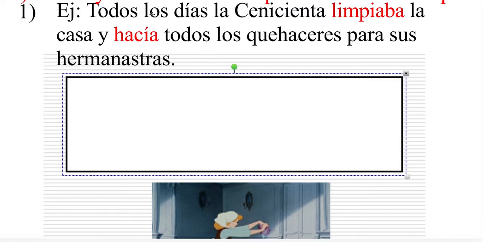So you have to look at the sentence and say, what is the reason for using the imperfect here? Todos los días la Cenicienta limpiaba la casa y hacía todos los quehaceres para sus hermanastras. So as we do this, pause the video, then check your work. So what do you think the reason for this would be?